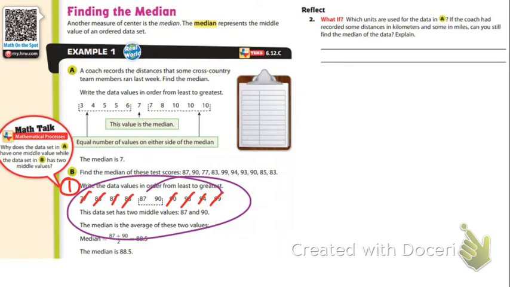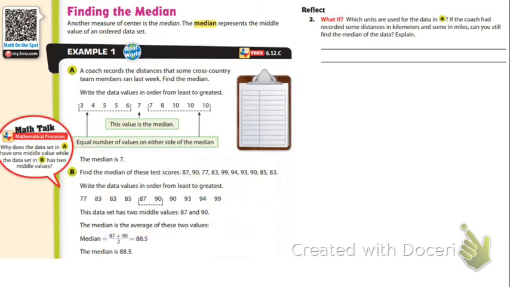Which brings us to question number 2. What if? Which units are used for the data in A? Alrighty, ladies and gentlemen, so I think there was an error here. But I guess what the book forgot to mention is that here in Group A, ladies and gentlemen, the units are in miles. Okay? They're in miles.